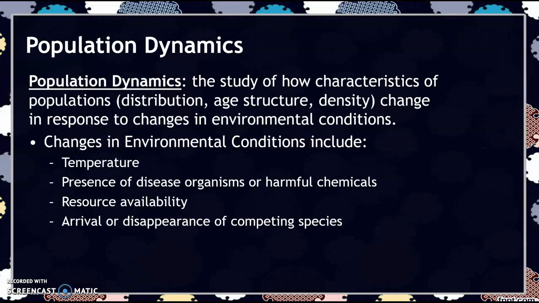So what is population dynamics? Population dynamics is the study of how characteristics of populations, like distribution, age structure, density, change in response to changes in environmental conditions. These changes in environmental conditions can include things like temperature, presence of disease organisms or harmful chemicals, resource availability, and arrival or disappearance of competing species.